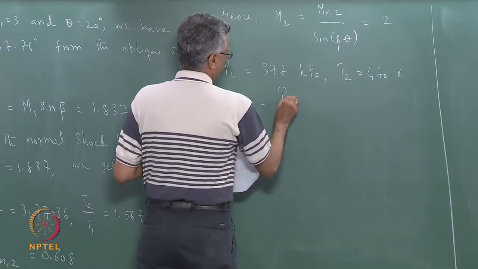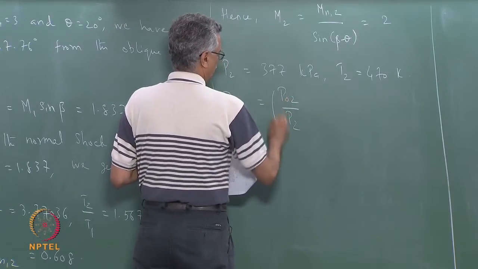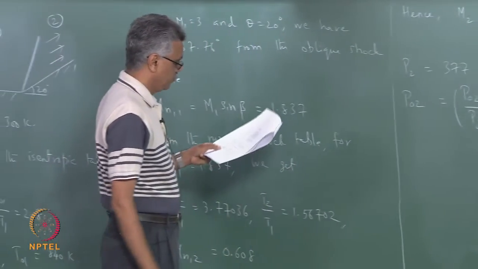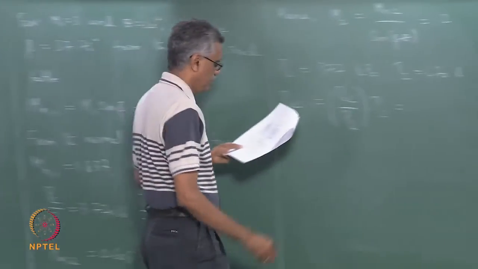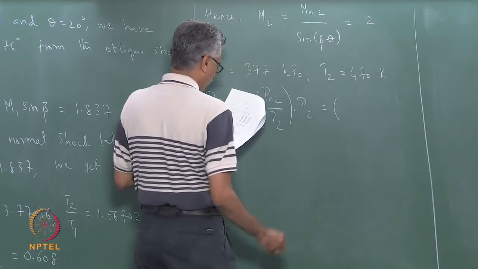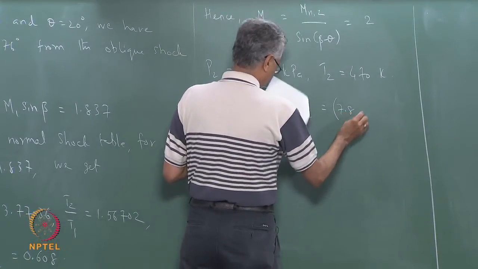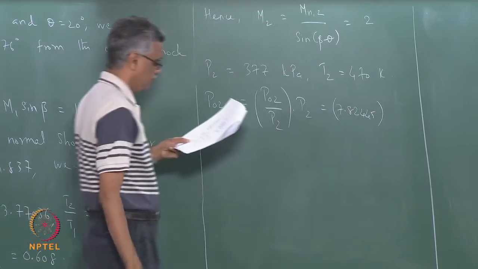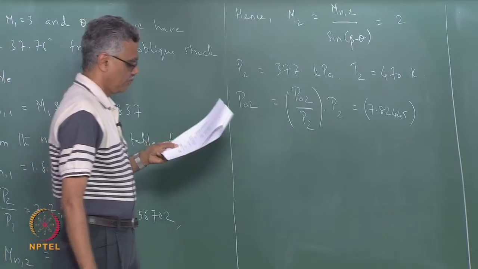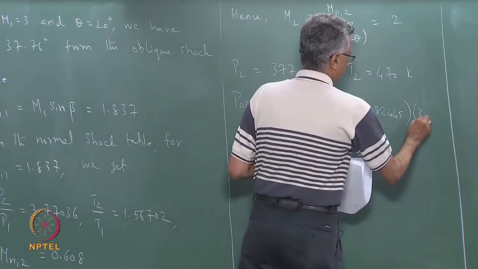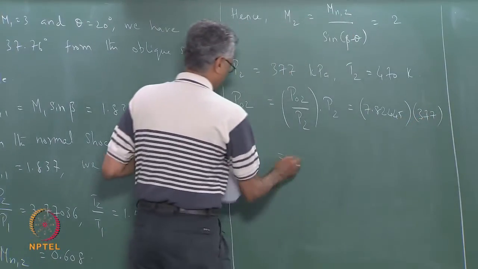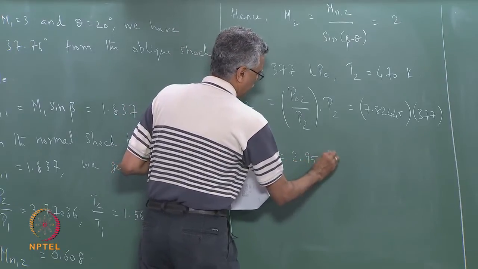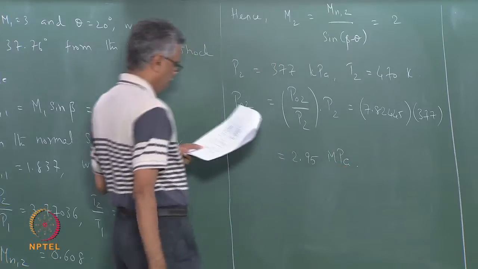Now P02 is equal to P02 over P2 times P2, and we get P02 over P2 from the isentropic table. So for M2 equal to 2, we get this to be 7.82445 times 377, so P02 comes out to be 2.95 MPa.